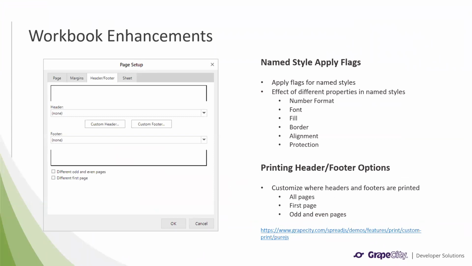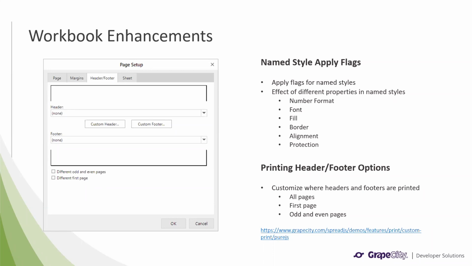Our name style implementation has been enhanced to include apply flags that affect the different properties. These include number format, font, fill, border, alignment, and protection. These flags can be used when creating a name style so that only certain properties of the style are affected.